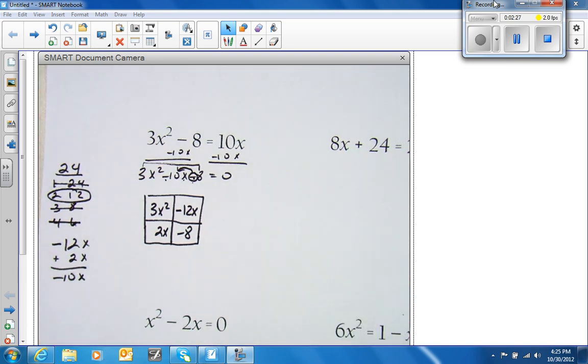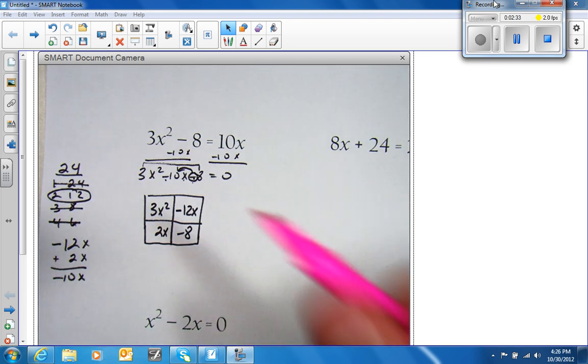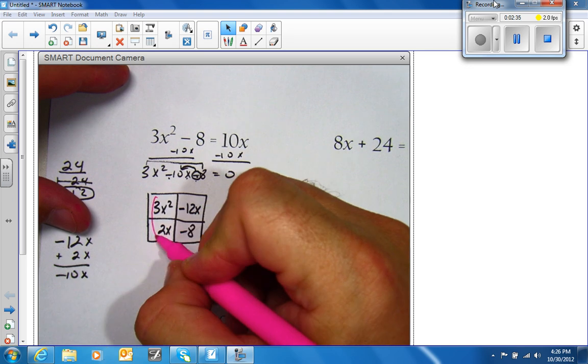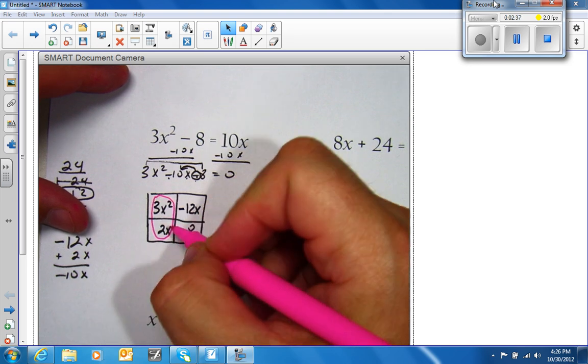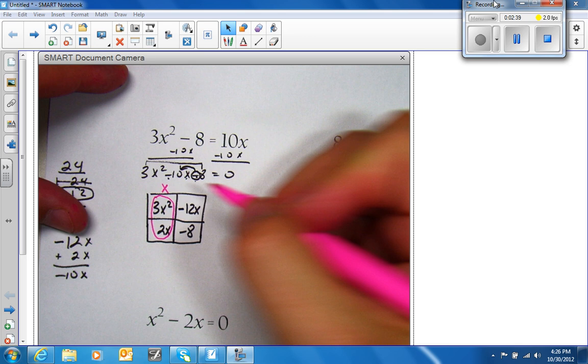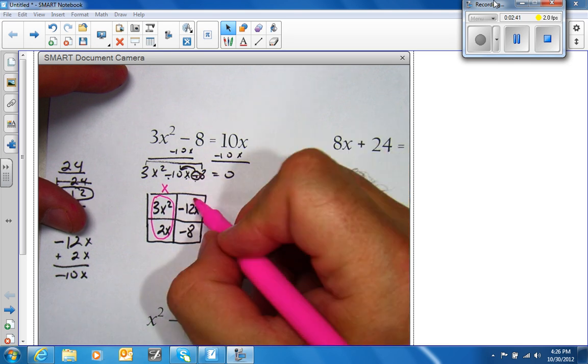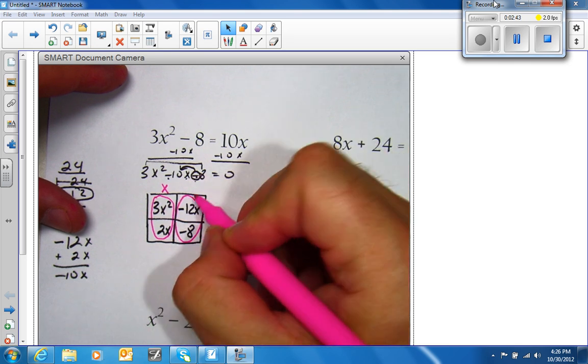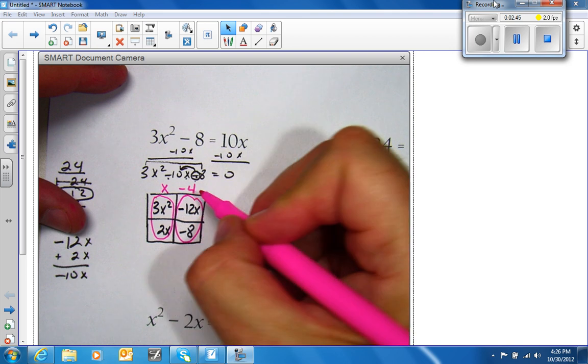Okay, now with that being said, we have to figure out what they have in common. All right, so look at the first column. What does 3x squared and 2x have in common? Well, they both have an x in common. Then look at the negative 12x and the negative 8. They both have a negative 4 in common.